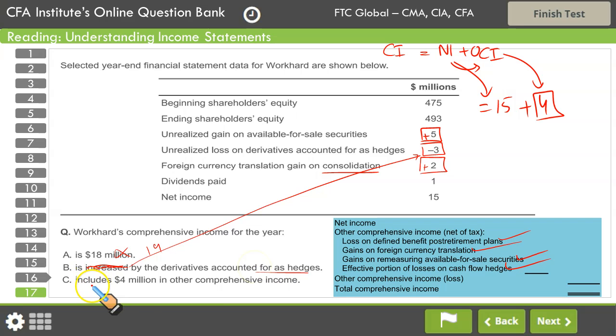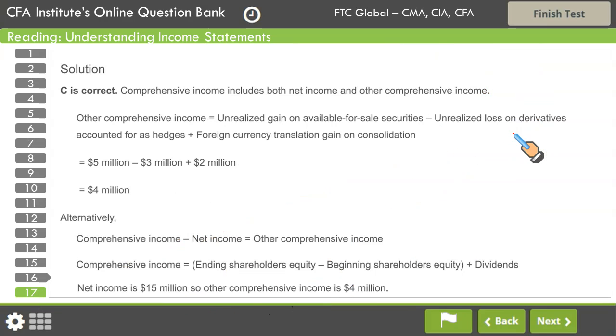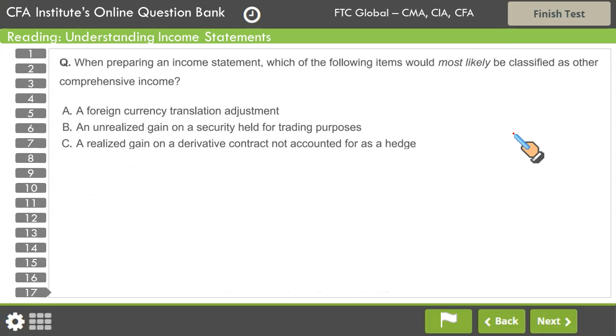Then C, it includes 4 million in other comprehensive income. Perfect. C. Look no further. There is no further. So that makes C the correct option.